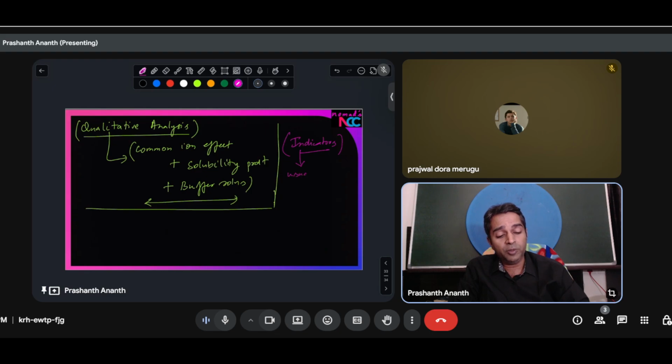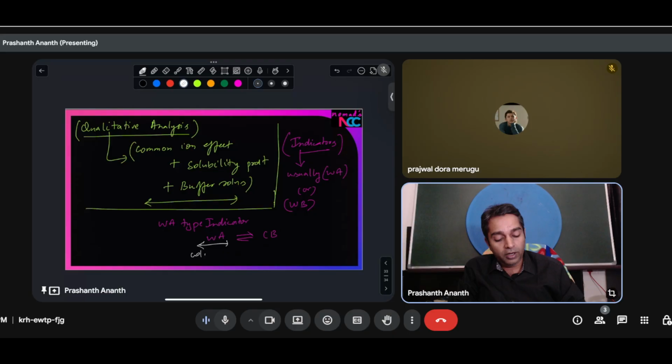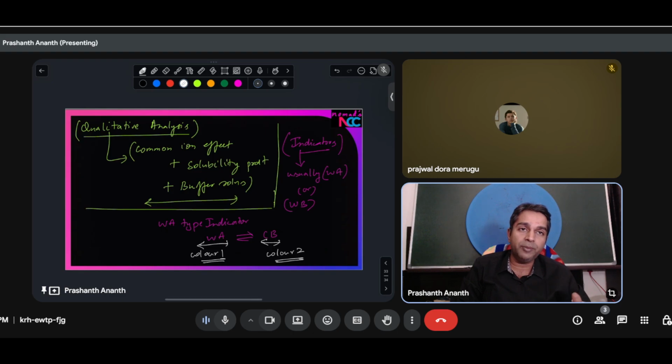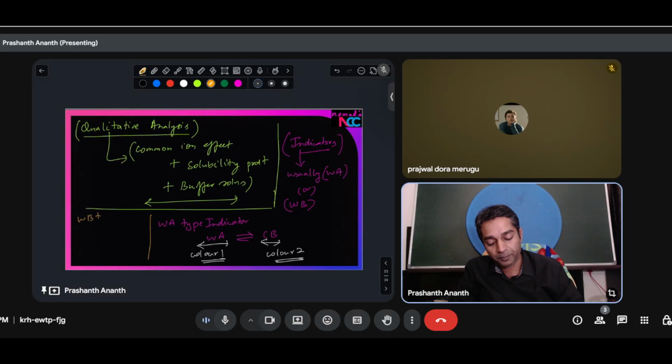Indicators are usually going to be weak acids or weak bases. With one key difference there, if it is a weak acid type indicator, what will happen is weak acid and conjugate base are going to be present simultaneously. The key thing is the weak acid should have a color 1 and the conjugate base should have a color number 2. They should both be of different colors. That is the idea there. So weak acid and its conjugate base, if they are of different colors, then usually it works as an indicator. Same logic applies in the opposite direction also if it is a weak base type indicator.